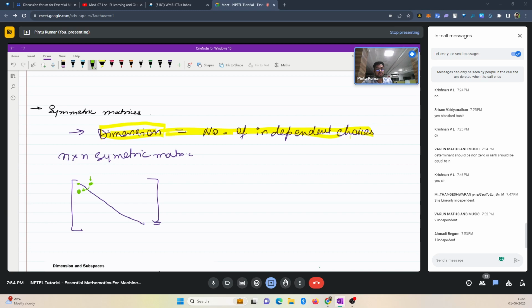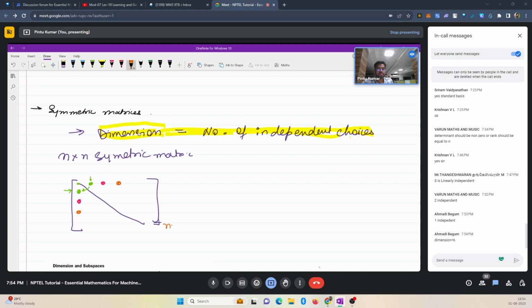So this second element should get mapped to this thing. Similarly, this element should get mapped to here. So this thing should get mapped to here, and so on, right?